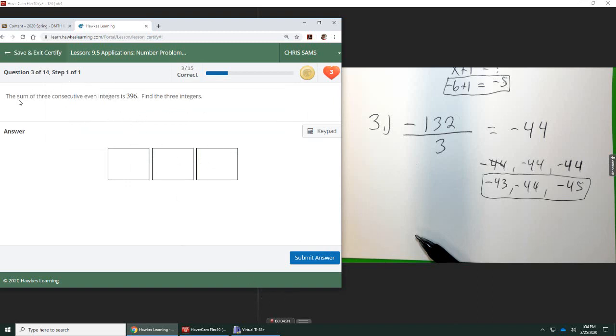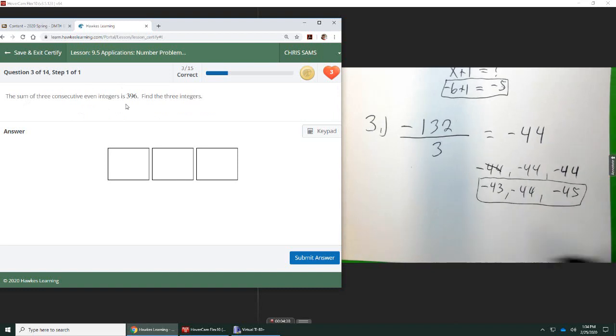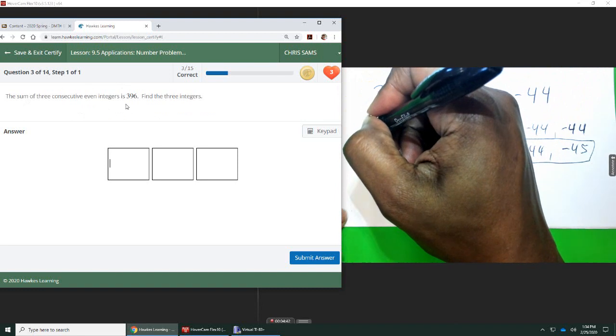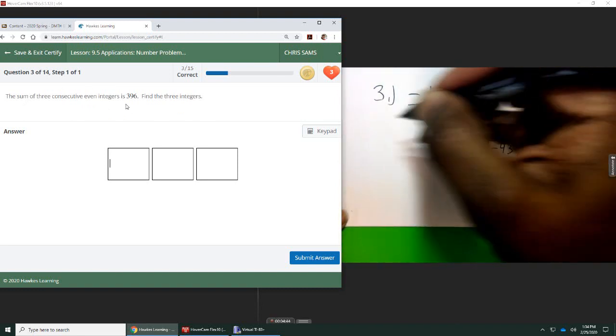Okay, so I did not read carefully. It says the sum of three consecutive even integers. Okay, so I should have gone up 2 and down 2. But the same process will work. So we need three even numbers. So we'll add 2 and subtract 2.